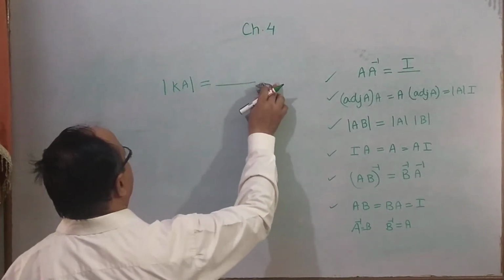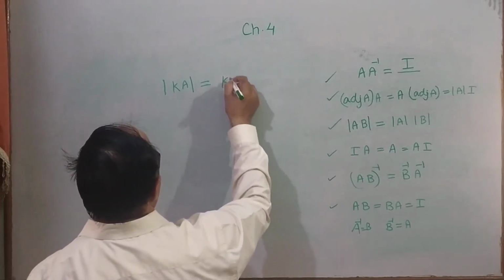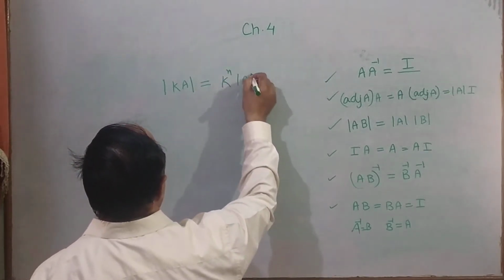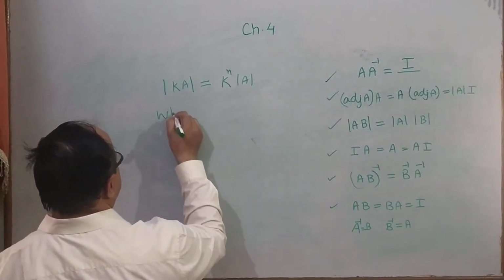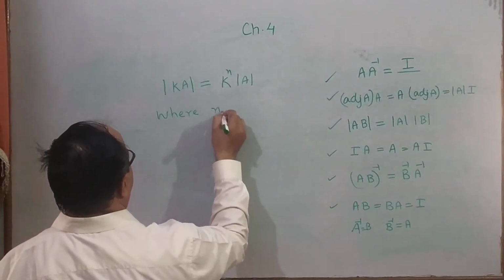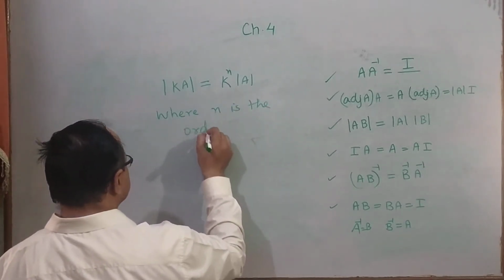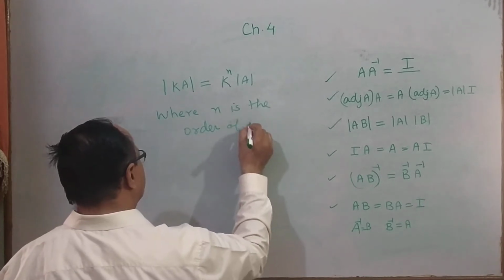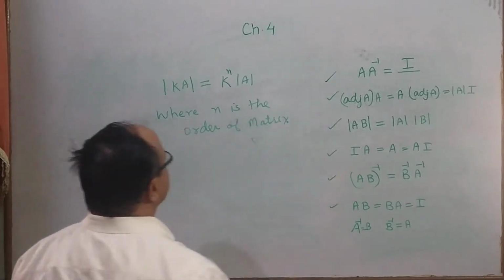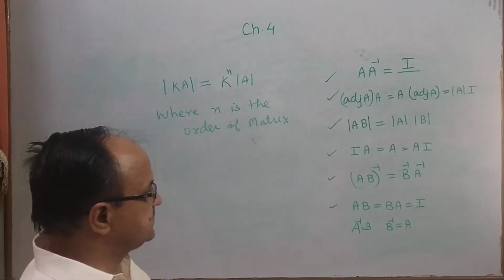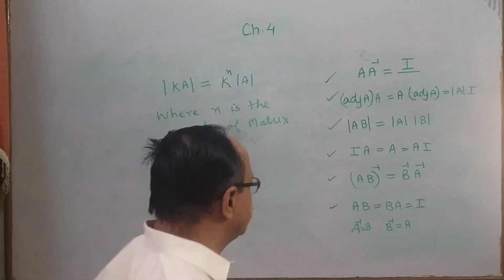Can you tell this property? The property is equal to K to the power n determinant of A, where n is the order of matrix. These are very important properties of determinant.